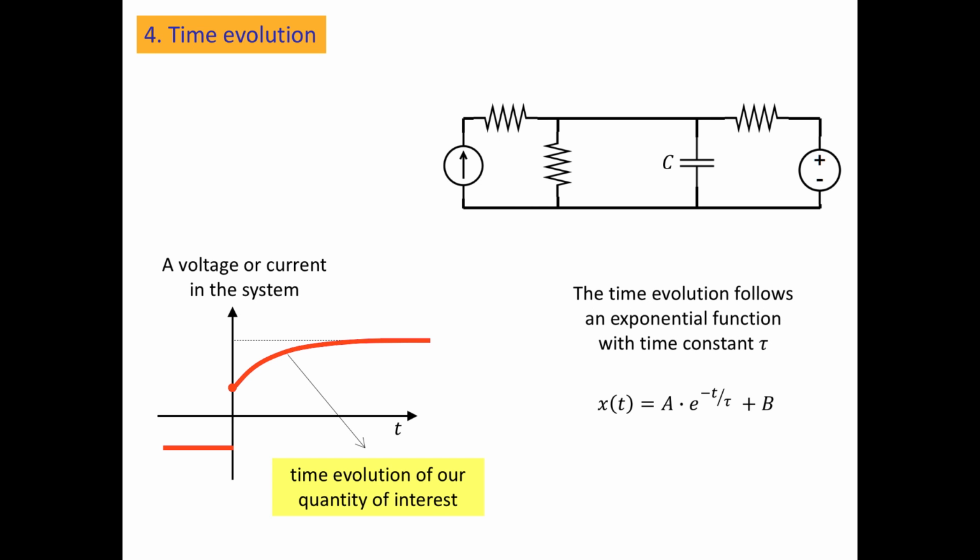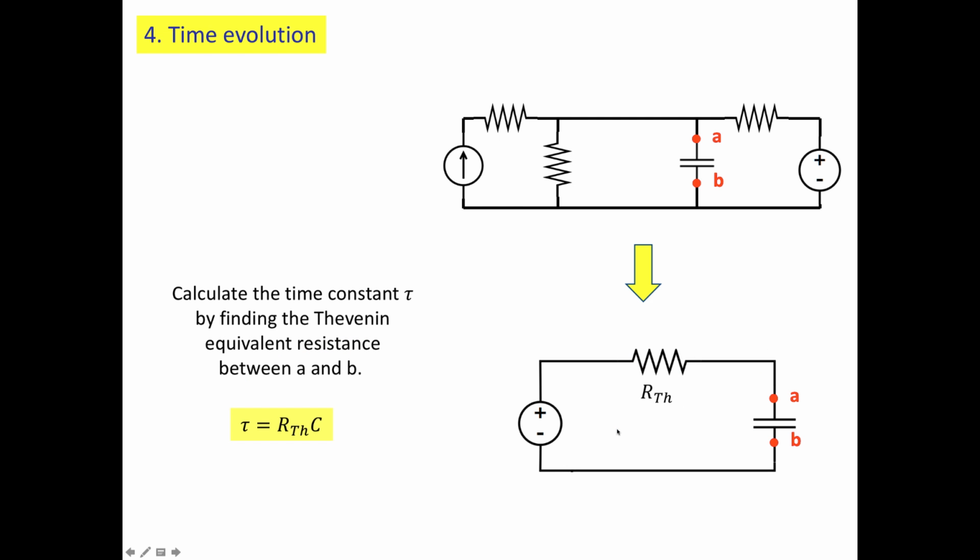And this time evolution will follow an equation like this. And I need to just calculate 3 parameters, A, B, and this time constant tau. To calculate tau, what we're going to do is look at my system and basically take out the capacitor, and what's left of my circuit I'm going to simplify into a Thevenin model. And once I have that, my Thevenin resistance can be used to calculate the time constant.